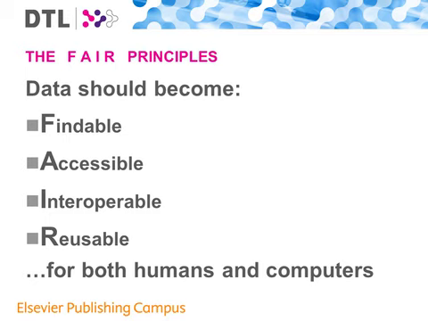So, if we need all the data from our project to become FAIR, what do we need to write up in a data management plan? And how do we get that information before the experiment actually gets started?